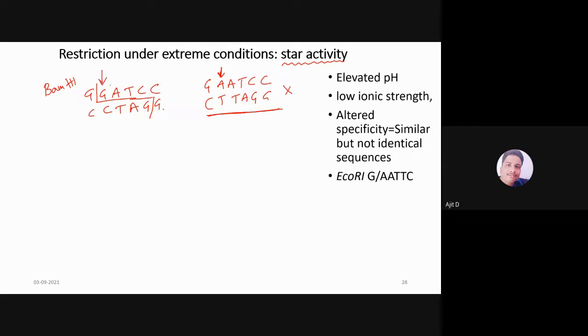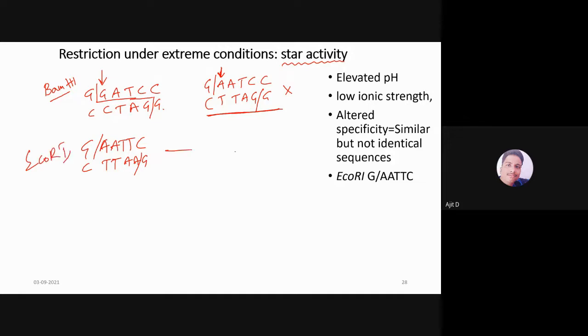Sometimes if the buffer conditions are not good, or if the pH is not very well, or the ionic strength is off, some restriction endonucleases may also cleave these sites like this. And that is called star activity. We'll just see, say for example, we'll take EcoRI, GAATTC. I should read always here. So the cut site is here. This is for EcoRI.